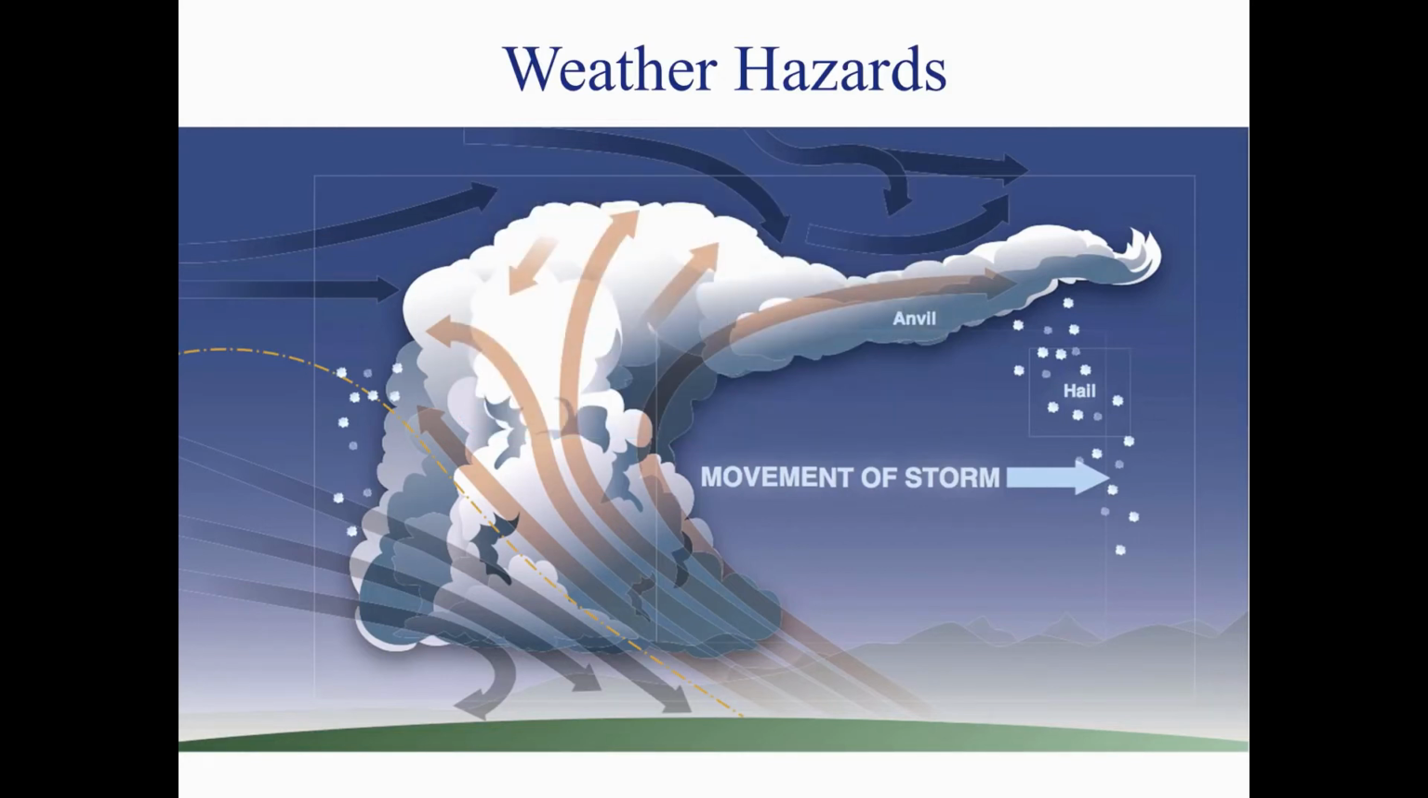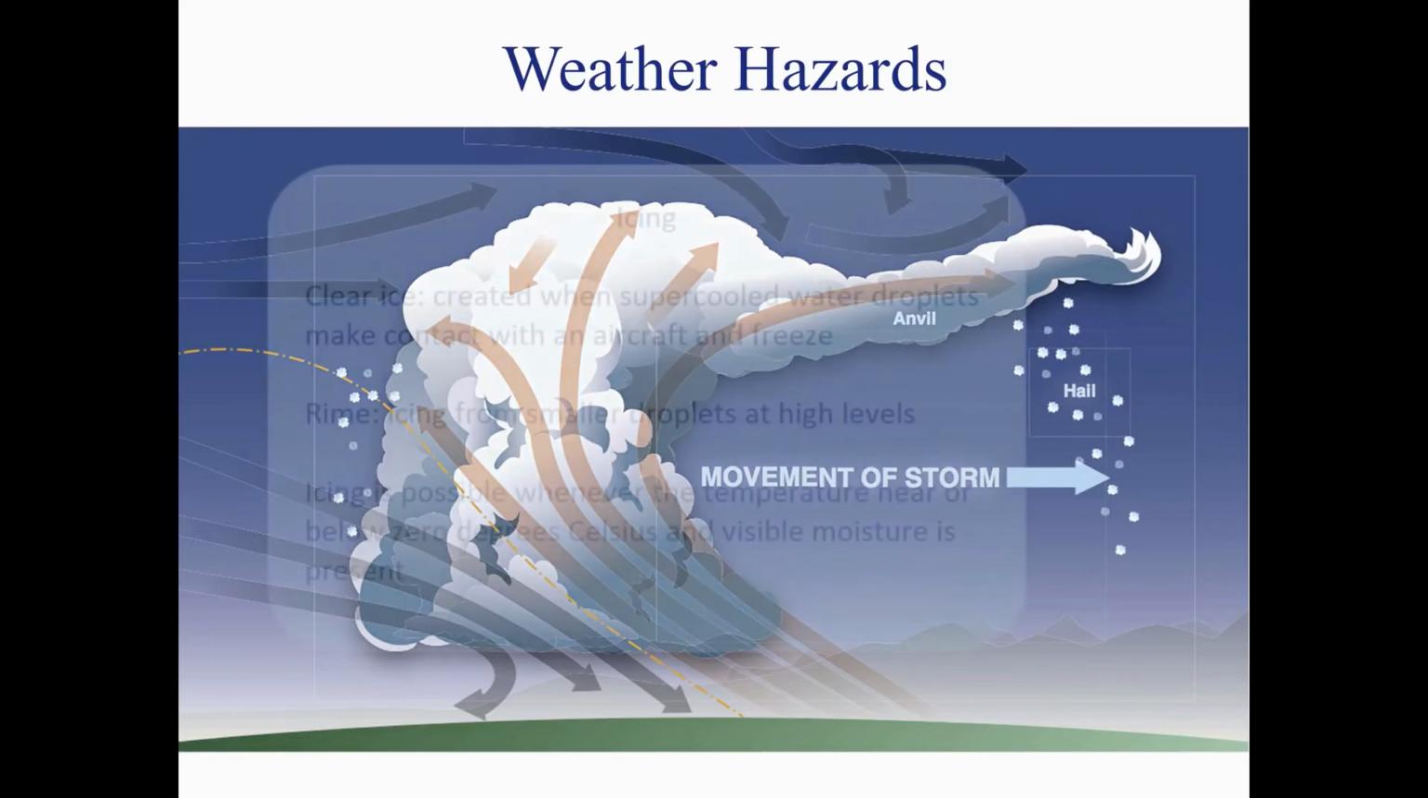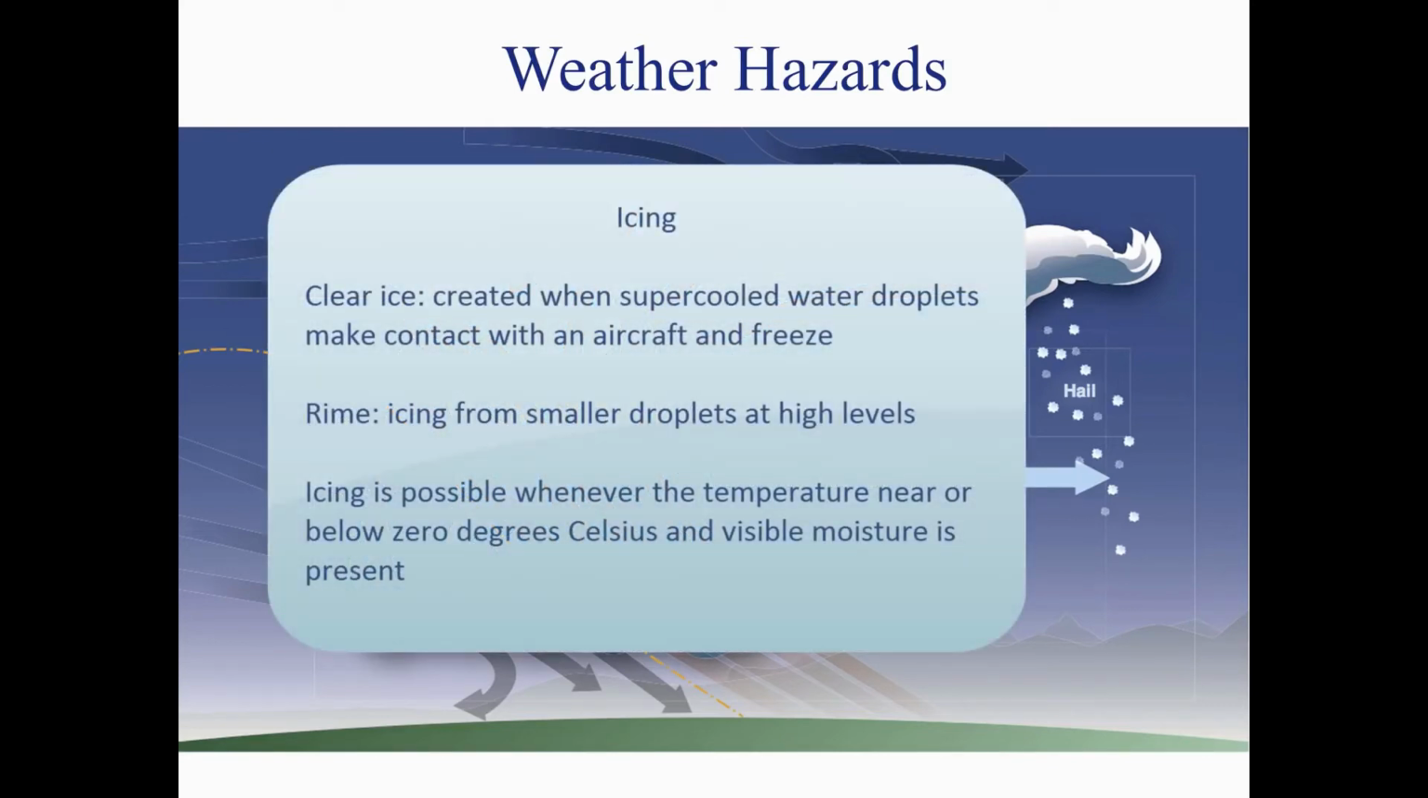Updrafts in a thunderstorm support abundant liquid water with relatively large droplet sizes. When carried above the freezing level, the water becomes supercooled. Supercooled water freezes on impact with an aircraft. Clear icing can occur at any altitude above the freezing level, but at high levels, icing from smaller droplets may be rime, or mixed rime and clear ice. Thunderstorms are not the only area where pilots could encounter icing conditions. Pilots should be alert for icing anytime the temperature approaches 0 degrees Celsius and visible moisture is present.